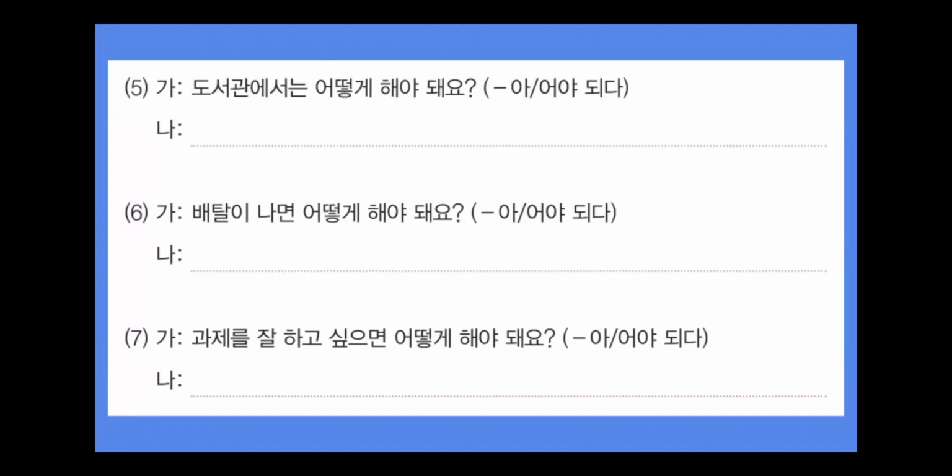In number 5, 가 ask, 도서관에서는 어떻게 해야 돼요? What should we do in the library? We're gonna answer this question using 아, 어야 돼요, or 되다. We have to be quiet in the library, right? I would write the answer as 도서관에서는 조용히 있어야 돼요. We should be quiet in the library. What do you have to do in the library? Write down your response in the line. Let's move on to number 6.